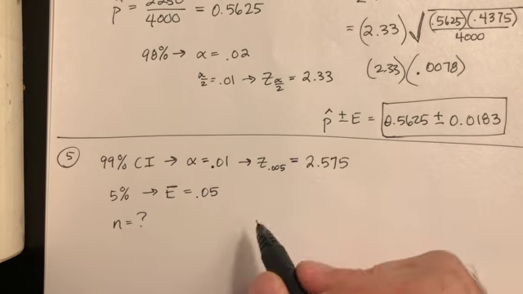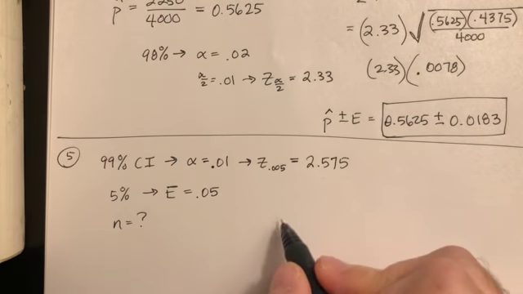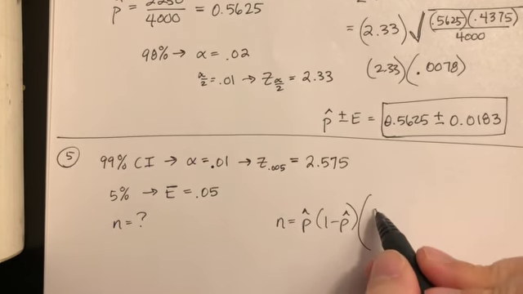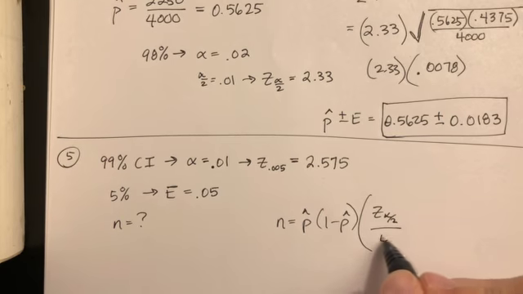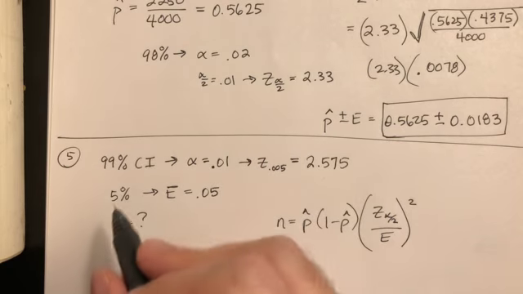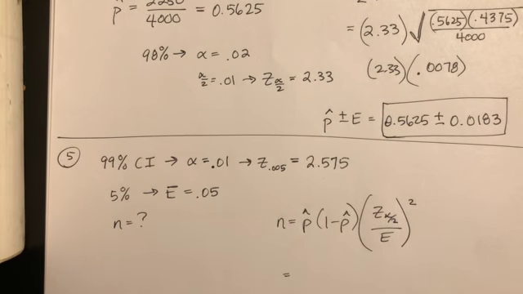Okay. So I've got z alpha over 2. My sample size is p hat times 1 minus p hat times z over e squared. So when I'm plugging this stuff in, I got my p hat. What is my p hat? That's the point estimate. So what is my point estimate? Well, a researcher at a major clinic wishes to estimate the proportion of the adult population that has sleep deprivation.